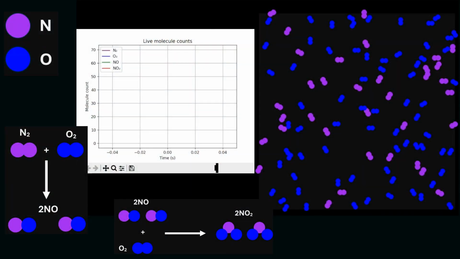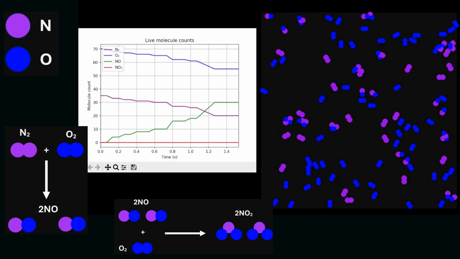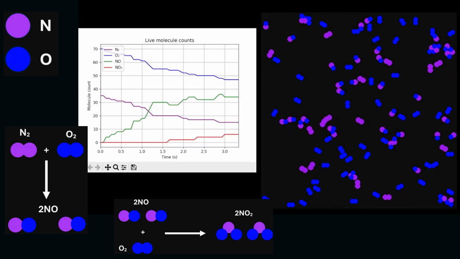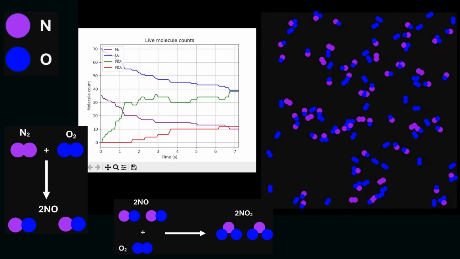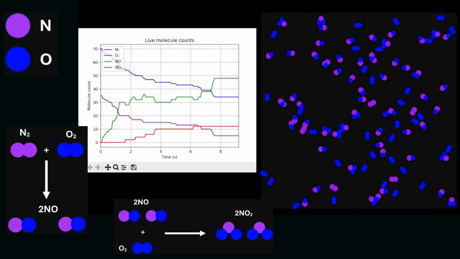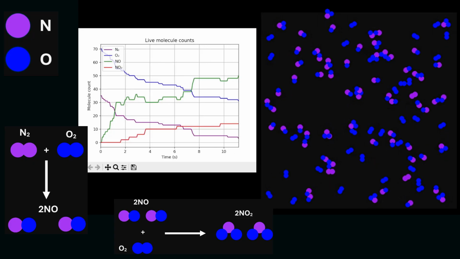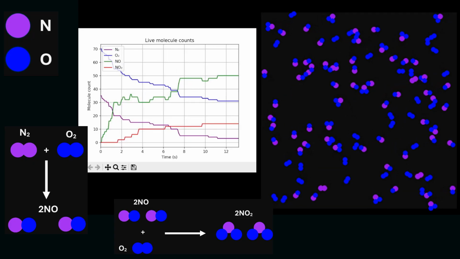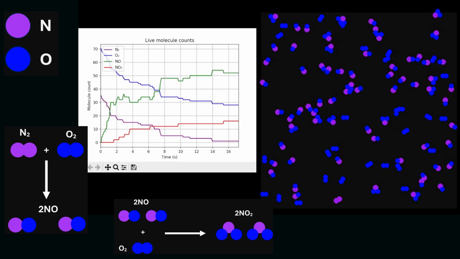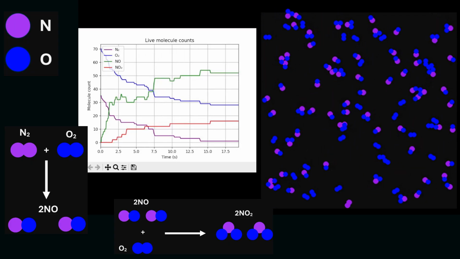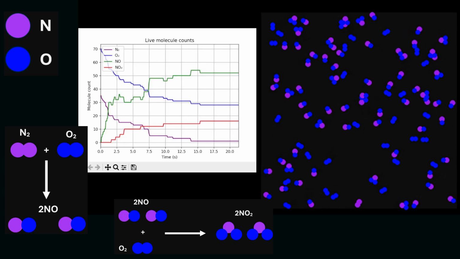I've also made the whole sequence from N2 and O2 to NO2 via NO. You can see that the reaction forming NO2 from NO starts to slow down, which is due to the low number of oxygen molecules. This makes it difficult for 2 NO molecules and an oxygen molecule to collide with each other simultaneously.